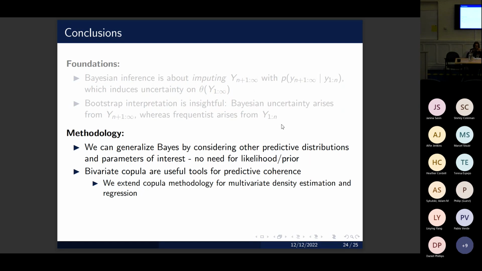And we also introduced some new methodologies. So we think about generalizing Bayes by considering a more general class of predictive distributions instead of that implied by the Bayesian model, and more general parameters of interest. And now we can get proper non-parametric Bayesian inference without the specification of the likelihood and the prior. And finally, we found that the bivariate copula is a particularly useful tool here to ensure our updates are coherent. We actually extend this copula methodology for multivariate density estimation and regression in the paper.